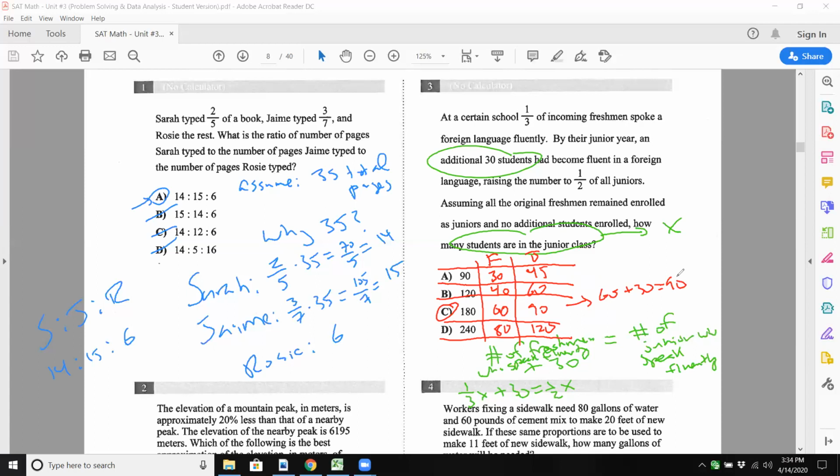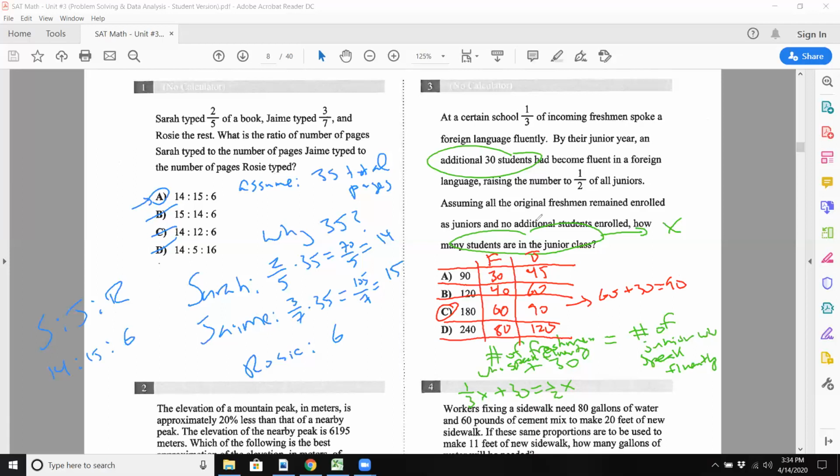You probably didn't have to do the translating, I guess. You could have just done what I did in red. But you still had to realize that juniors have to be 30 more than the freshmen in terms of who could speak fluently during those years. So, a little bit of translating, a little bit of working backwards there.